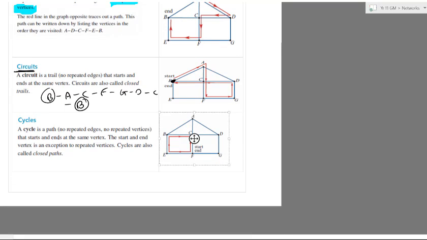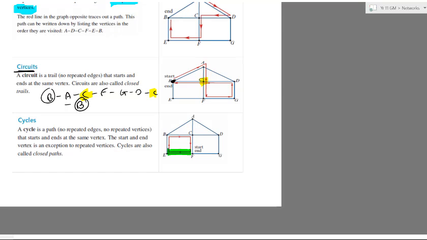A cycle is a path with no repeated edges, no repeated vertices, and starts and ends at the same vertex. So in the circuit, can you see that we did repeat a vertex? We repeated C. We went through C twice. Well, in a cycle, you don't repeat a vertex. So in this one, you're starting and ending at F. You can go E, B, C, F. You get back to F, and that's the only repeated vertex. It's a closed path, closed because it goes back to the same point where it started.